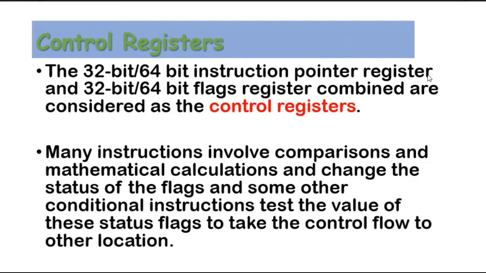Now, the 32-bit and 64-bit instruction pointer register, and the 32-bit and 64-bit flags register, combine to form what we call the control registers. When you are doing comparison, when you are doing jumping, in assembly, that's what we call it, jumping. So you compare two registers and you say, for example, if they are equal, then you should jump to a particular label or a particular procedure. We'll see an example of that.